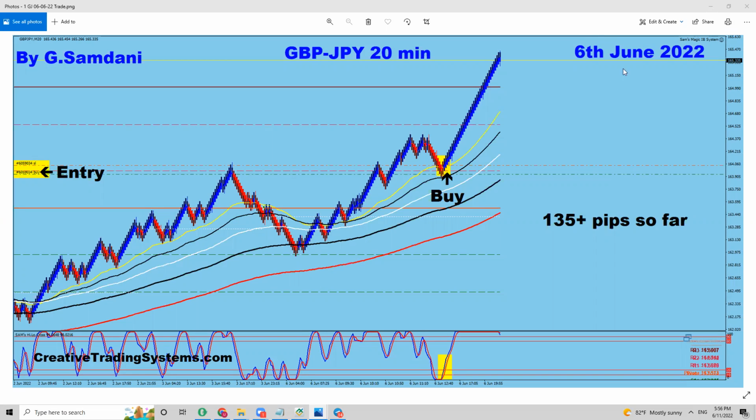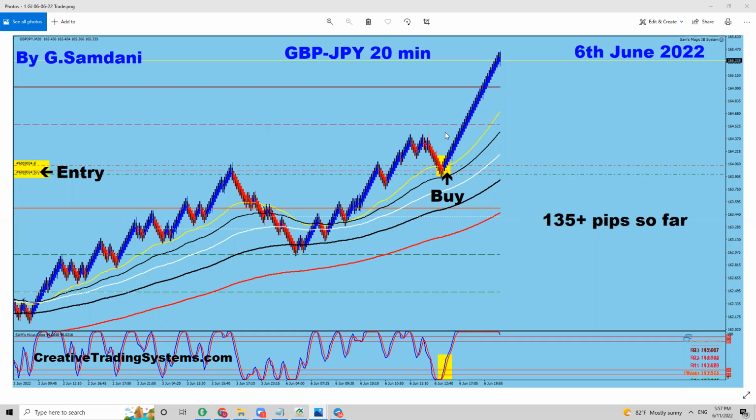The week started on the 6th of June. So this is the first trade, pound yen, 20-minute. All the trades are from the 20-minute entry chart. This is the first of those buy orders here. You can see the SL moved to break even plus the buy entry here.